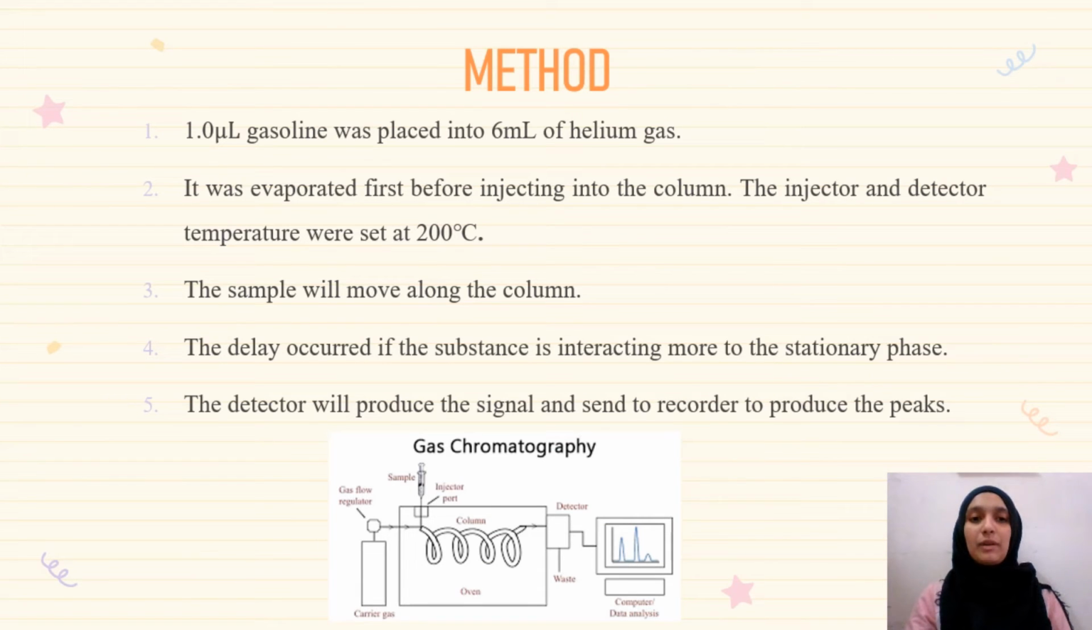Okay, for the method, we use gasoline. First, 1 microliter of gasoline was placed into 6 milliliters of helium gas. Then, it was evaporated first before injecting into the column because the gasoline is in liquid phase. The injector and detector temperatures were set at 200 degrees Celsius. Next, the sample will move along the column, and then a delay occurs if the substance interacts more with the stationary phase. And the last one, the detector will produce the signal and send it to the recorder to produce the peaks.